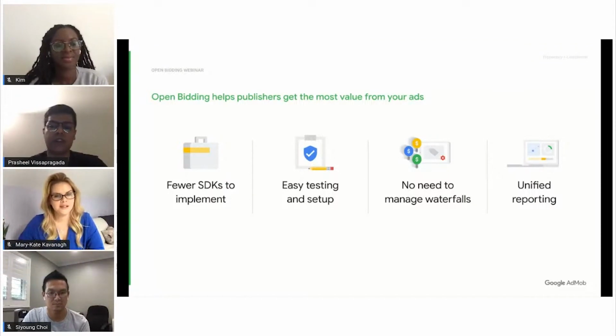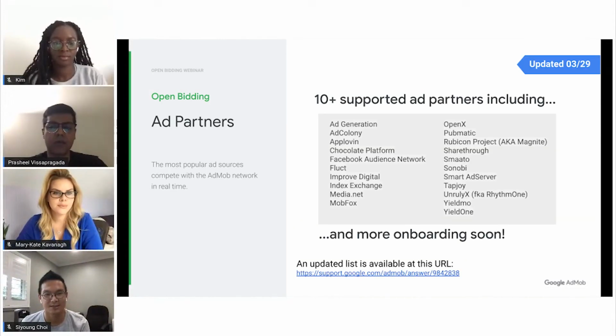Open bidding works alongside mediation. So as you move more ad networks into open bidding, you'll spend less time managing waterfalls. We'll deep dive into this in the next section. And you'll also be able to see the performance for all of your networks in one report instead of having to search for data across multiple dashboards. Today, we have over 10 ad buying partners participating in open bidding. These ad sources are available to all AdMob developers, and we're continuing to add more.